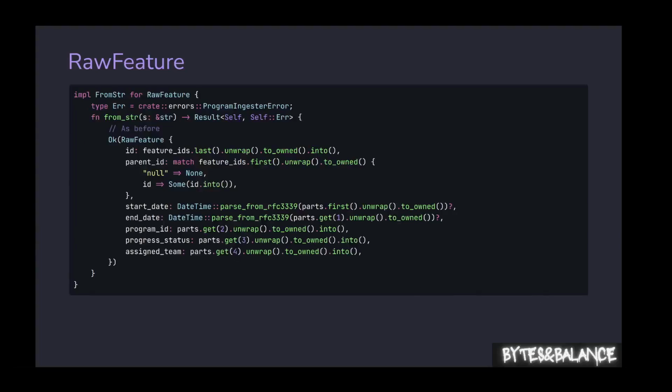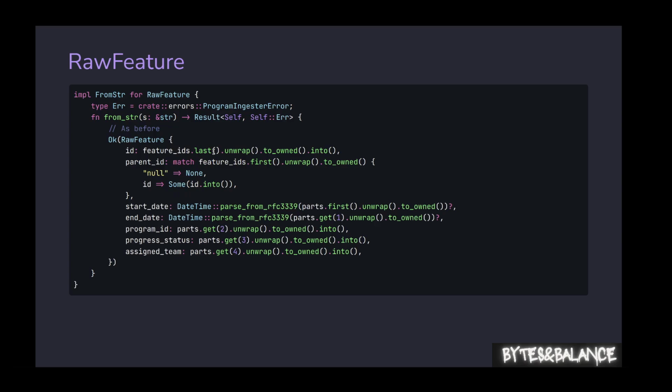As you can see, I'm still going on with the implementation of from_str method. And this is the last part. We've seen the previous part of the code. In this part, we're returning a raw feature, which has these fields. And these fields are actually calculated here. So we have extracted feature IDs.